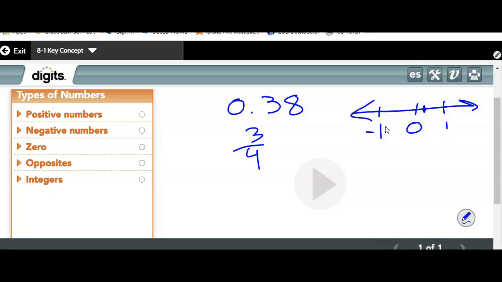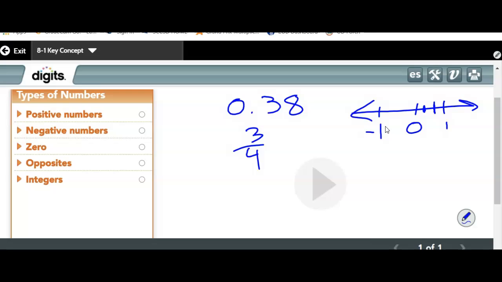What about 3/4? Positive or negative or neither? Ben? Jay? Positive. It is positive. 3/4 would fall right here in between 0 and 1, making it a positive number. Okay? Are we good with that? The only number that is neither positive or negative is zero. The only negative numbers are the ones that have a negative sign out in front of them.